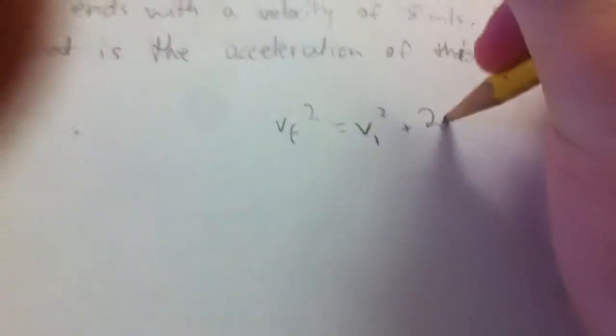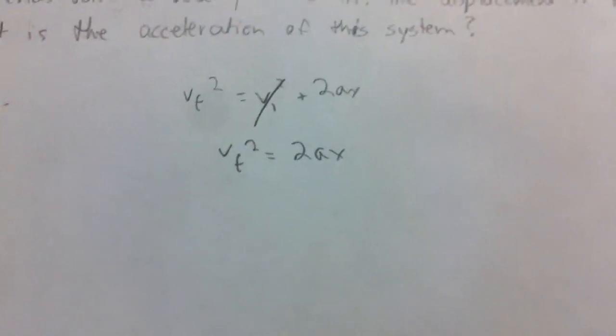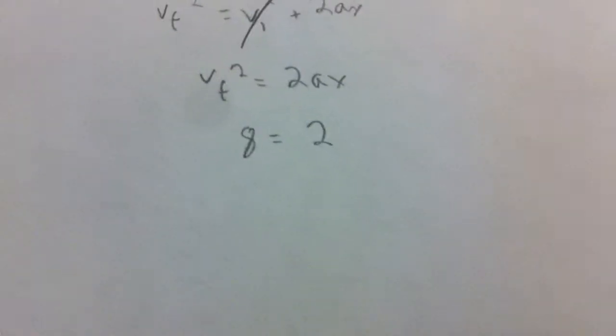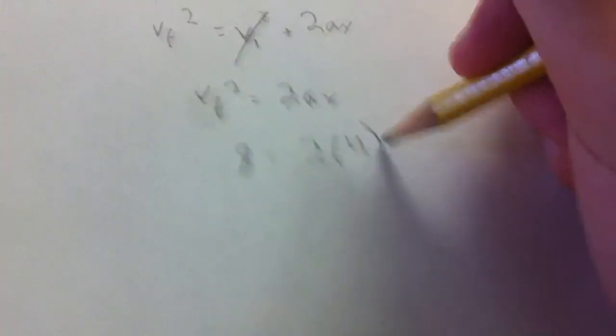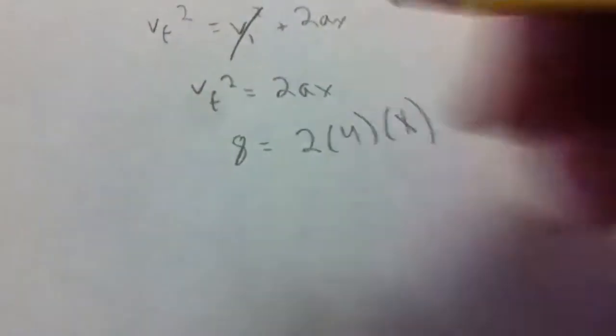So what's important about this one is how I just mentioned how it starts from rest. That means that this right here, the initial velocity, we can consider that as 0. We can cross that right out and go on with our day. So this is what we get when we cross that out. So we know that the final velocity is 8 meters per second, and then we have 2. We know that the displacement is 4, but we don't know the acceleration.